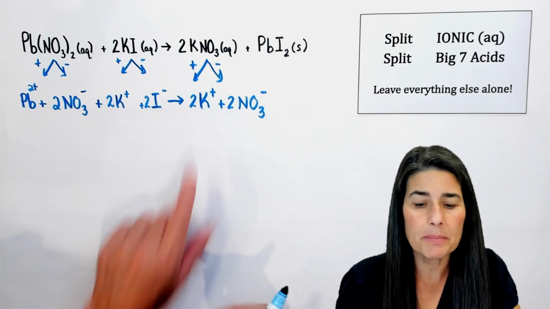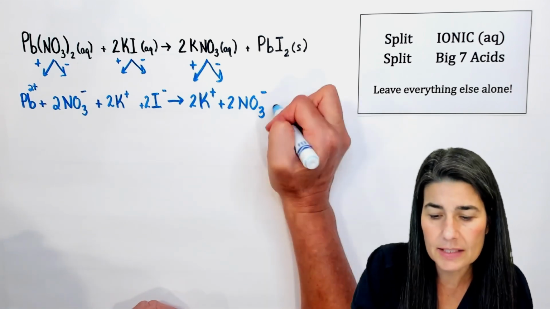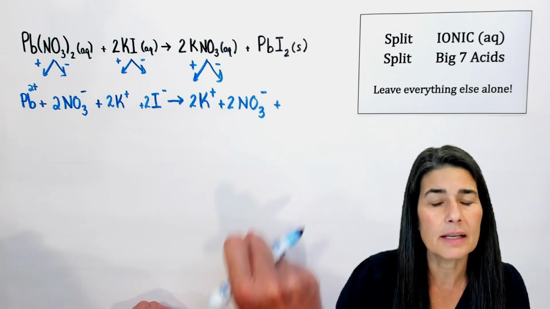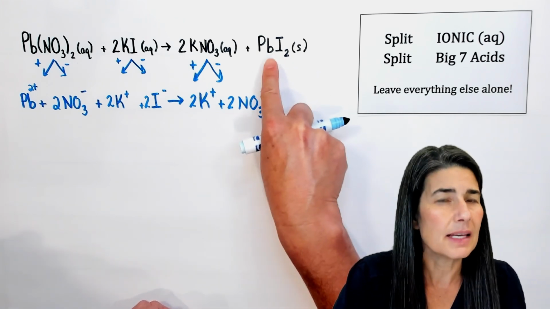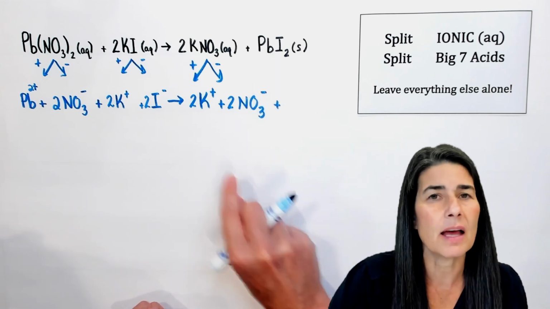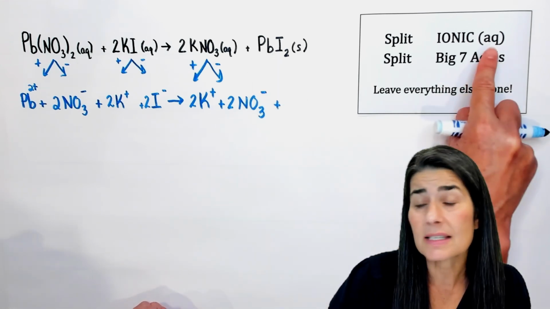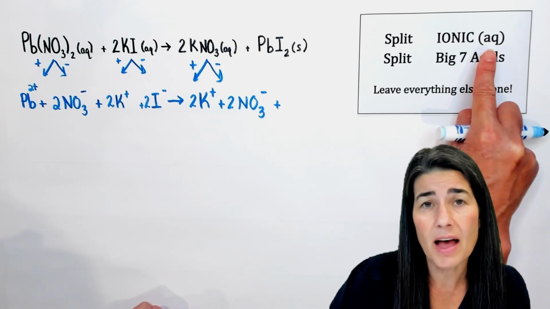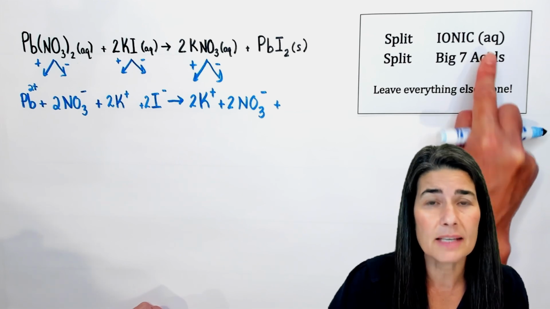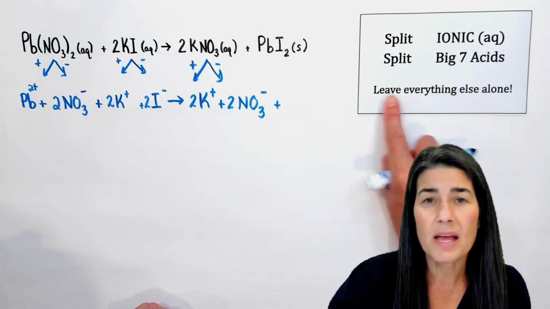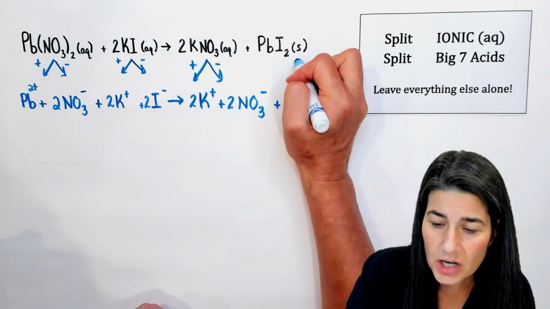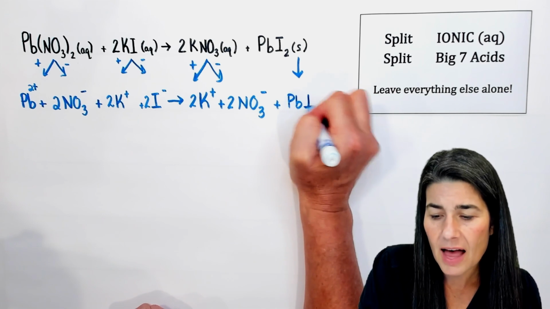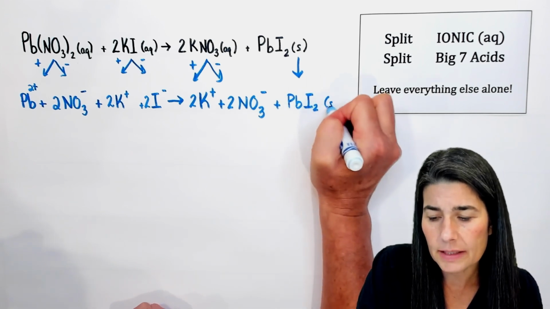So we split up potassium nitrate as well. Now let's look at our last piece. Now we have lead iodide solid. Lead iodide is ionic. We have a metal and a nonmetal. However, this does not say aqueous. It's in its solid state. So when you have ionic compounds in their solid state, do not split them up. Leave it alone. We're just going to go ahead and recopy this down. PbI2 as a solid.